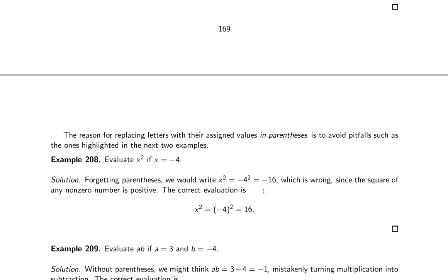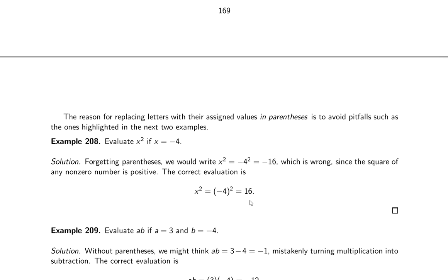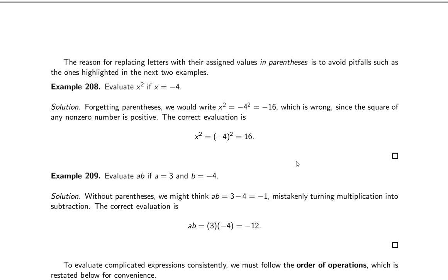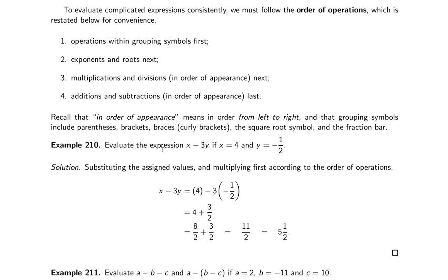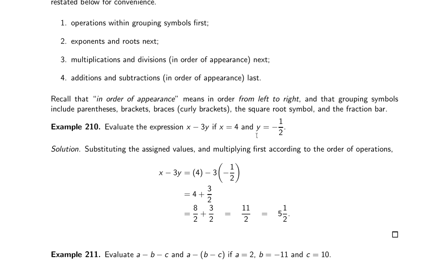We talked about this exact example already. Evaluating x squared when x is negative 4, it really means negative 4 times negative 4. So the answer is 16, not negative 16. So use parentheses for safety. We're following the order of operations. And we could be substituting fractions.